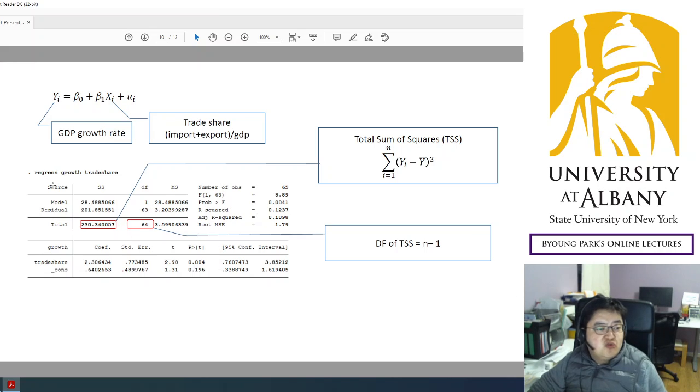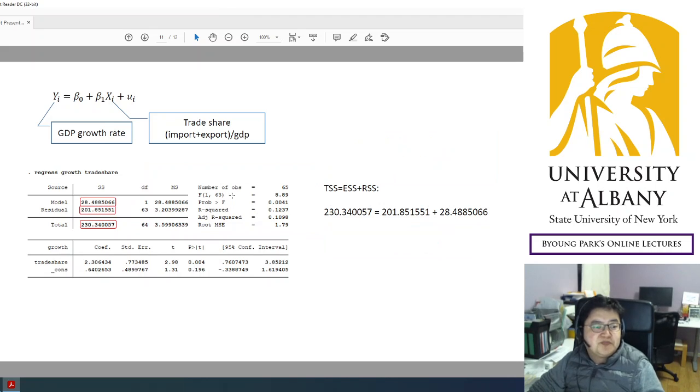So you know everything in this table. We learned what this table means and what these mean, and what the number of observations, R squared, and root mean squared error mean. So that's what we have learned in the lecture. Now let me explain a little more about the relationships among those numbers, some hidden relationships.